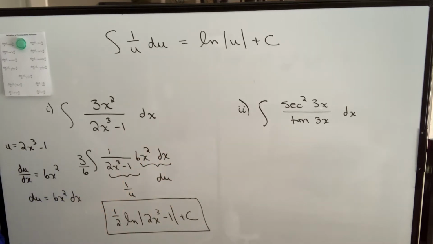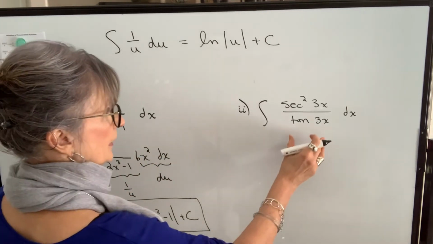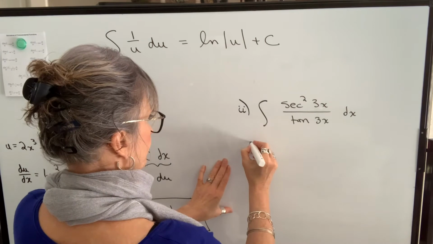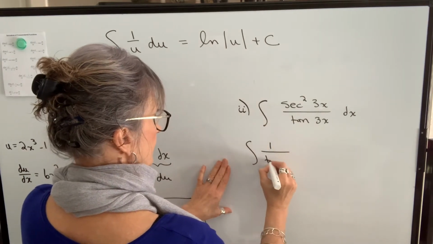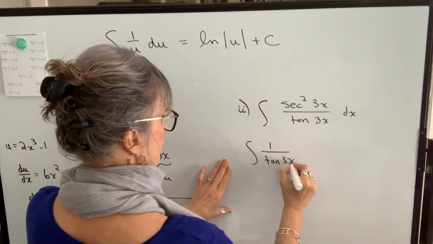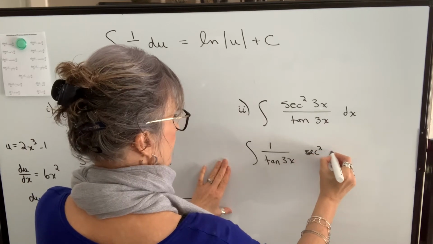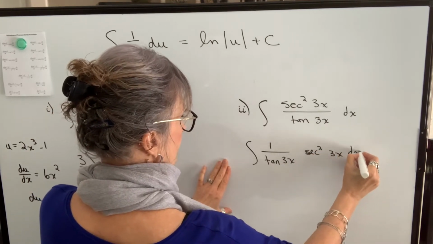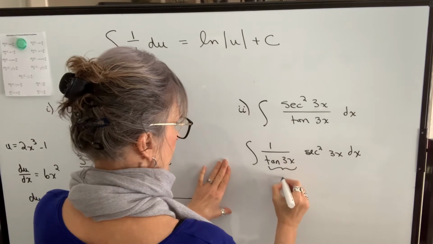Let's take a look at the next example. Again, I'm going to separate these. So I'm going to write it as 1 over tan of 3x times secant squared of 3x dx. So this is my 1 over u.